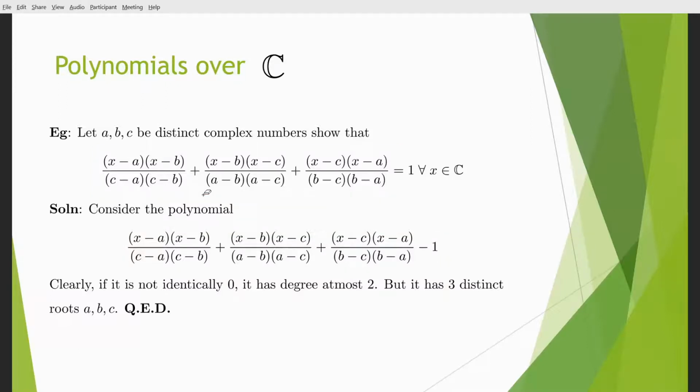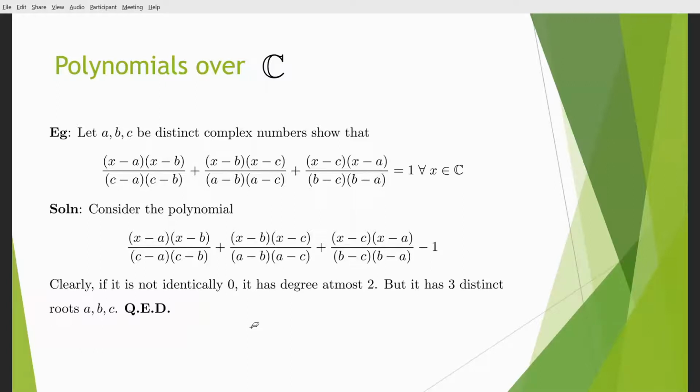Whenever you want to prove a polynomial identity, and evaluating the polynomial identity by hand is very difficult, you do a smarter move. You predict the degree of the polynomial if it is non-zero, and then you find some other roots.